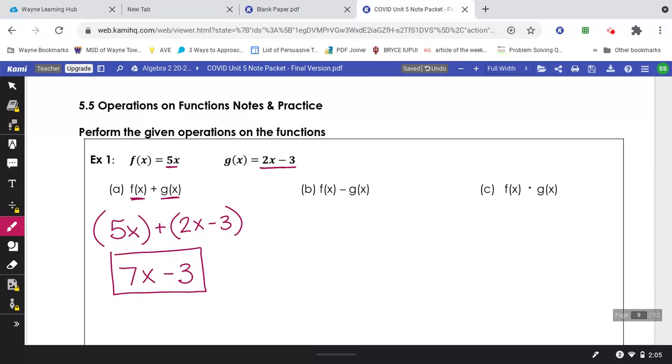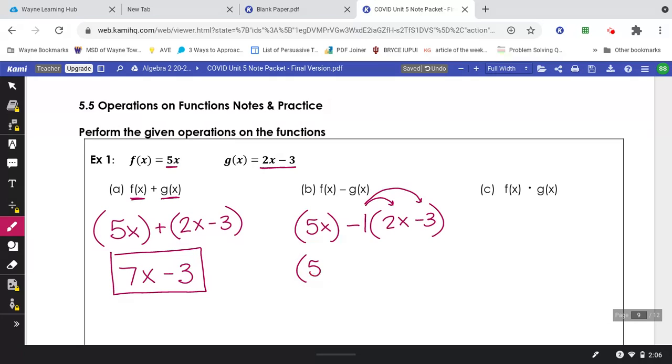For part B, they're asking us to now subtract. So anytime I see f of x, I write a 5x. And when I see the g of x, I write 2x minus 3. Now when you're subtracting, I like to put a 1 here and then distribute the negative 1.